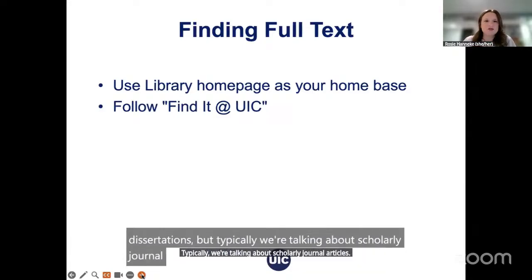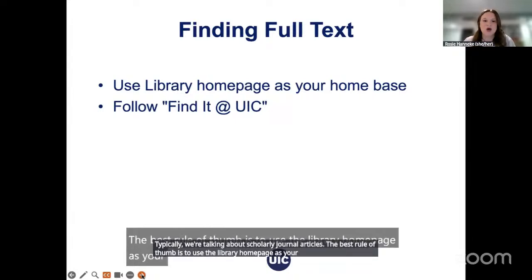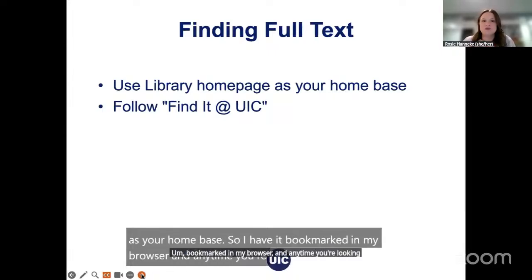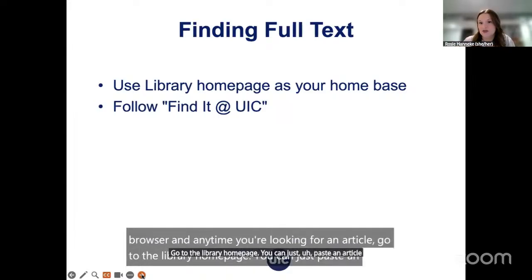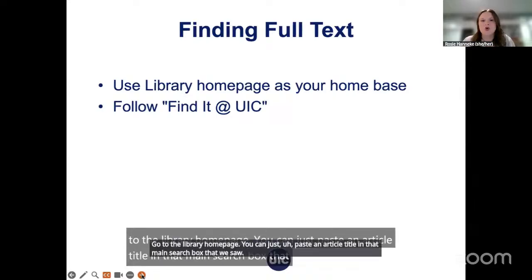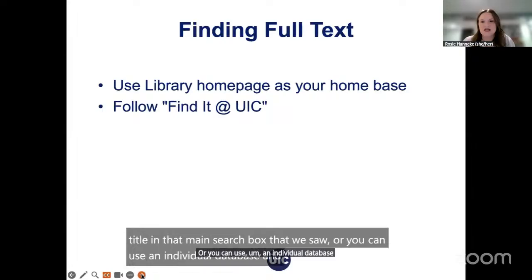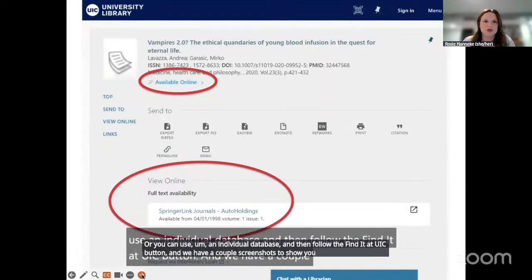The best rule of thumb is to use the library homepage as your home base. So I have it bookmarked in my browser, and anytime you're looking for an article, go to the library homepage. You can just paste an article title in that main search box that we saw. Or you can use an individual database and then follow the Find It at UIC button. And we have a couple screenshots to show you what that will look like.